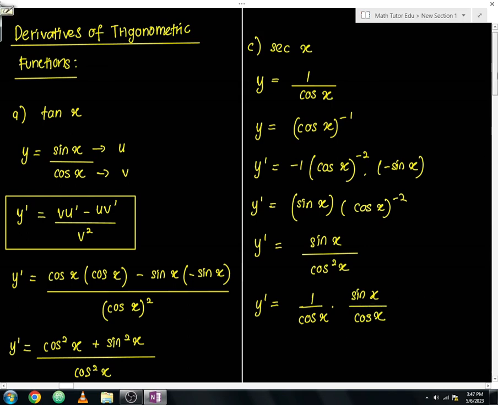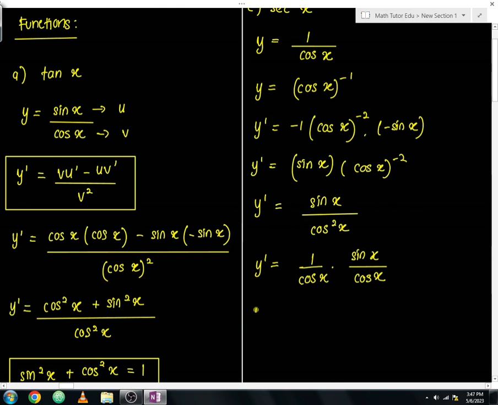So we are very close to our final step. 1 over cos x is also known as secant x.